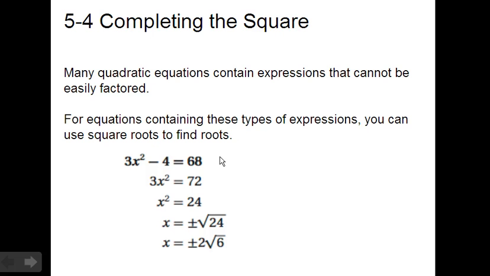So again, the easiest way I think to solve this kind of problem is to really just get the x squared by itself first. And to do that, we would add 4 to both sides. Then we would divide both sides by 3, and then I would take the square root to both sides. The square root cancels the squared out, and I get x equals plus or minus the square root of 24. Your book is going to simplify this radical like this, 2 times the square root of 6. It's fine if you want to use a calculator and get decimal numbers for that.